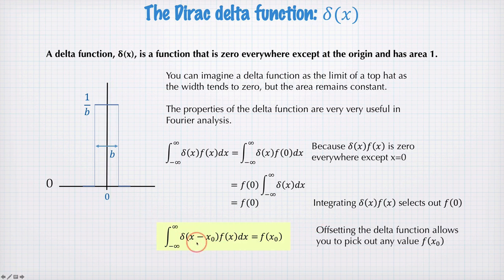You can generalize this if you offset the delta function by some offset x naught and integrate, then you select out the value f of x naught. So offsetting the delta function allows you to pick out any value f of x naught.